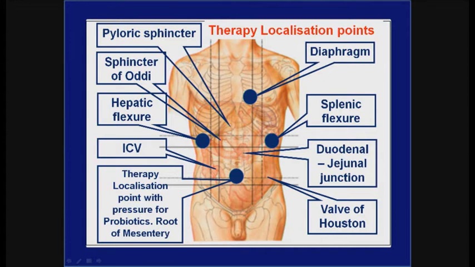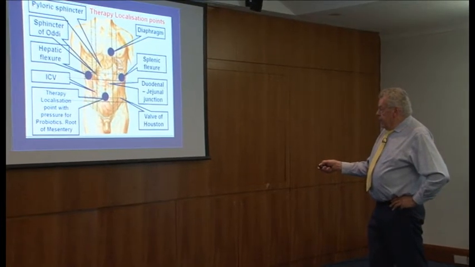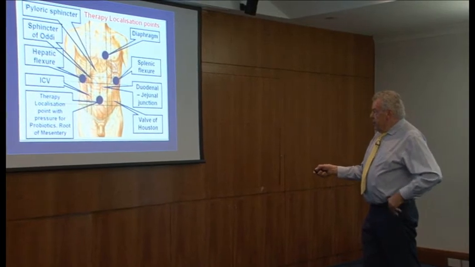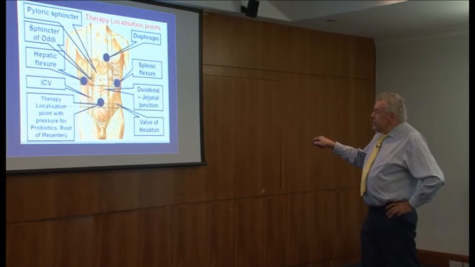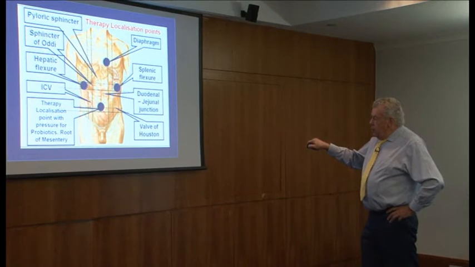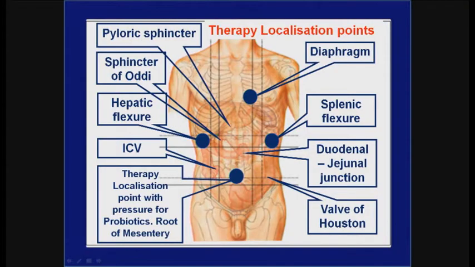And this other one, which is halfway between the umbilicus and conception vessel 6, is here. And then you've got the TSB of the triple warmer, small intestine, and bladder meridian points here. So just about 2 inches, 5 centimeters inferior to the umbilicus. We use this therapy localization point with pressure to see in the root of the mesentery, and this seems to check for the need for probiotics, which we're going to talk about later on. But it is with pressure. It's not just therapy localizing to it, but if you press into the root of the mesentery, it seems to indicate a need for good bacteria.